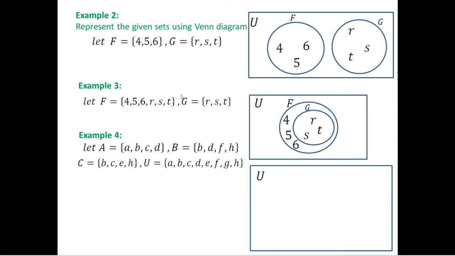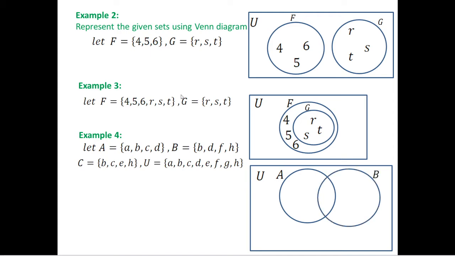First, we will draw our universal set. And then we draw our set A. Okay? Next, we draw our set B, or circle B. But as you can see, B and A, or A and B, have common elements.